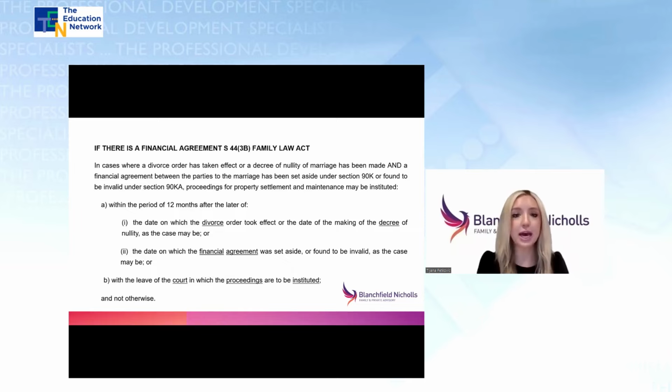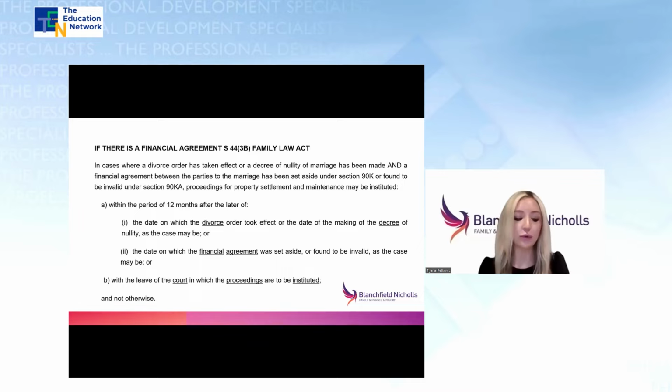Now, what happens if there is a financial agreement and the agreement has been set aside? You need to look at section 44 subsection 3B of the Family Law Act, which deals with cases where a divorce order has taken effect or a decree of nullity of marriage has been made and a financial agreement between the parties to that marriage has either been set aside under section 90K or found to be invalid under section 90KA.